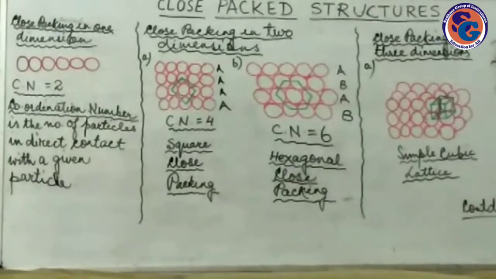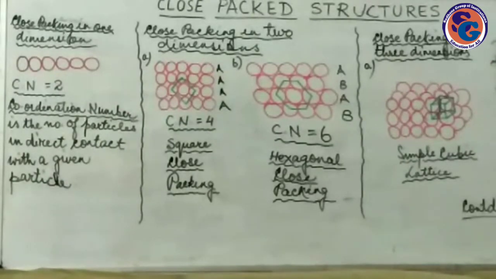So we saw that close packing in 2 dimensions can be of 2 types. From there, we move to close packing in 3 dimensions. In case of close packing in 3 dimensions, the 2-dimensional close packed layers are stacked one above the other.